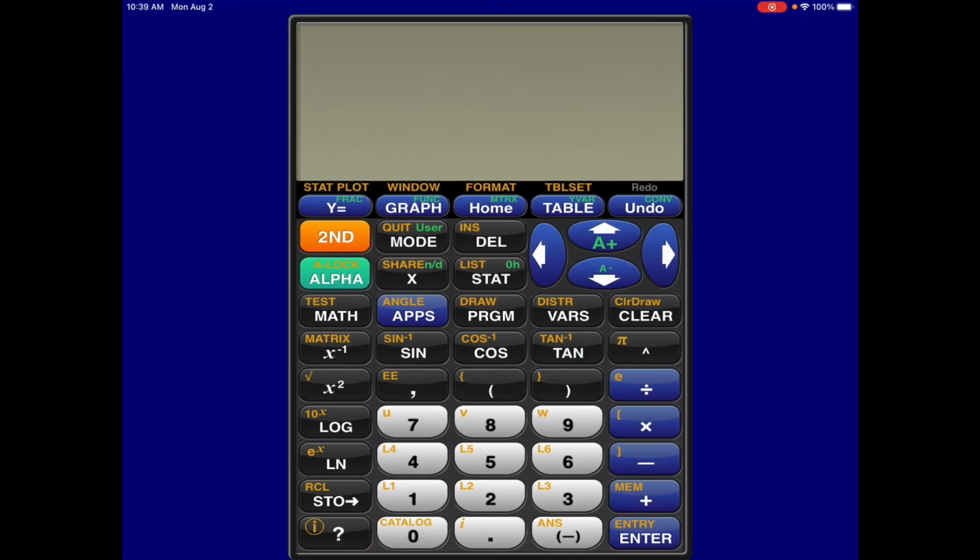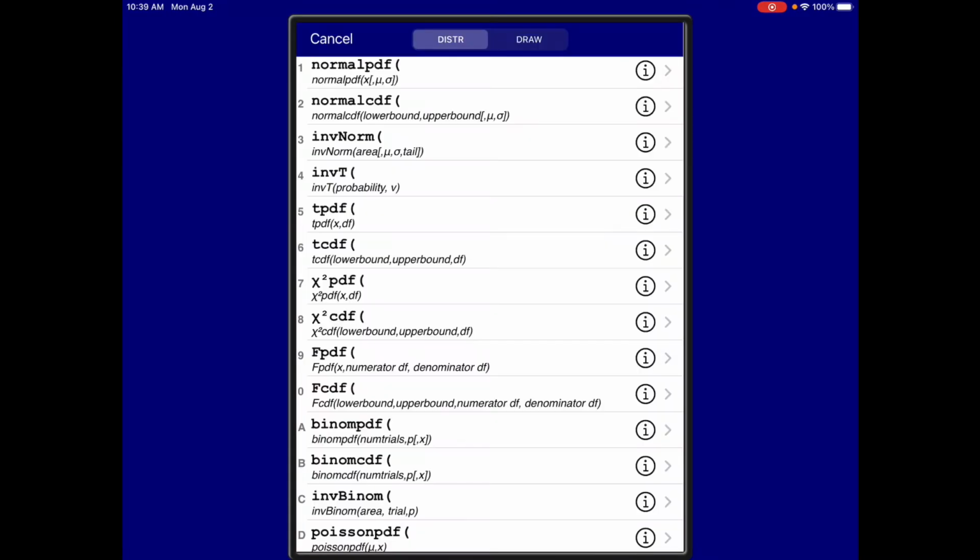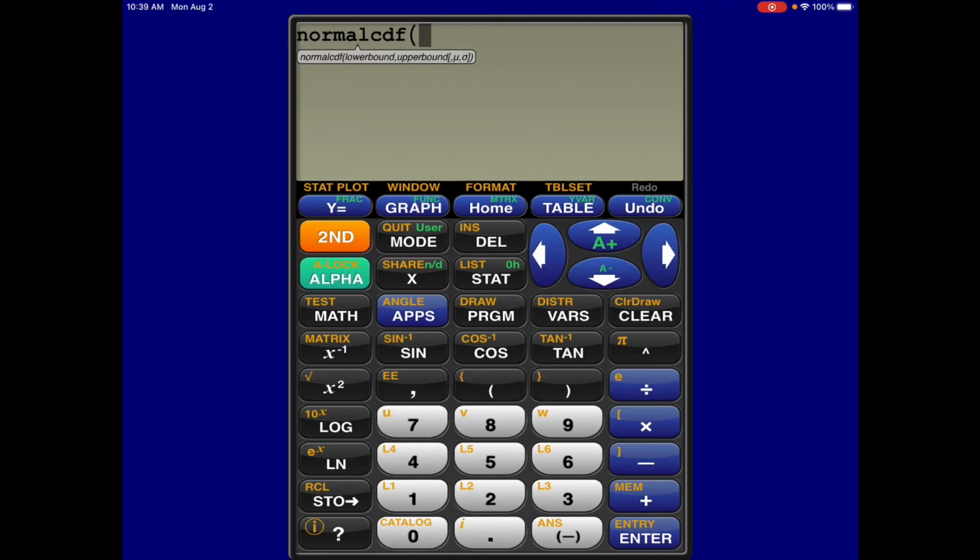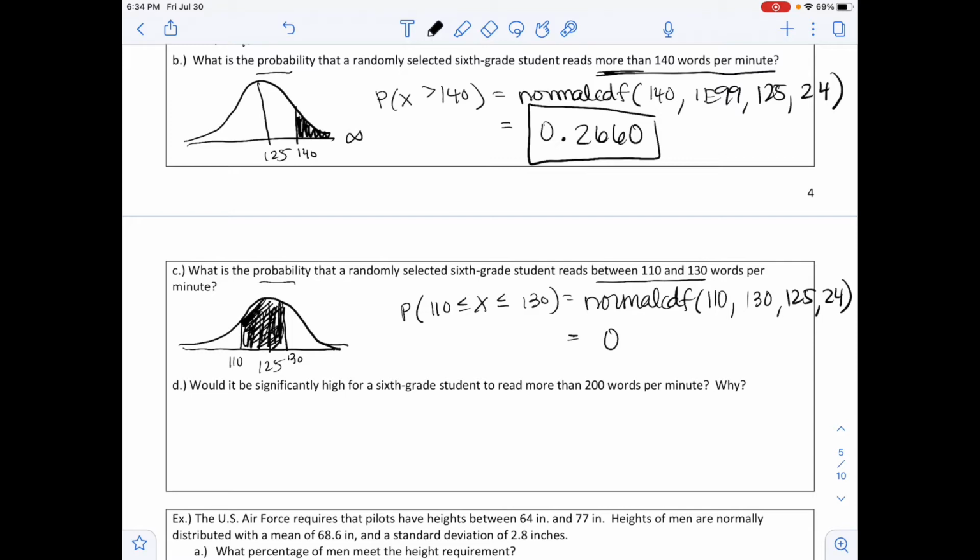On your calculator, you're going to go to normal CDF, so second, VARS. Lower bound is 110, upper bound is 130, our mean is 125, and our standard deviation is 24. From the calculator, we get an answer of 0.3165.